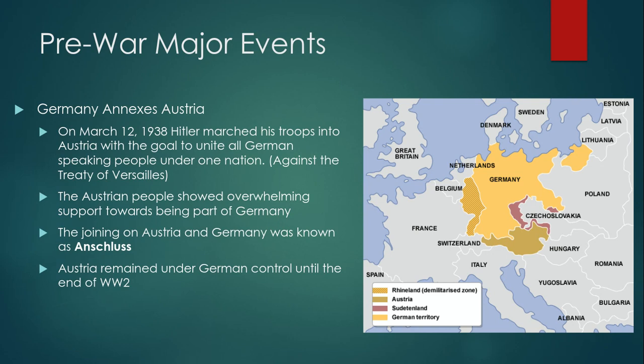Think back to those aspects of a nation or ethnic nationalism. Language was a big common factor here. The Austrian people show overwhelming support for being part of Germany. And so Austria remains under German control until the end of World War II.